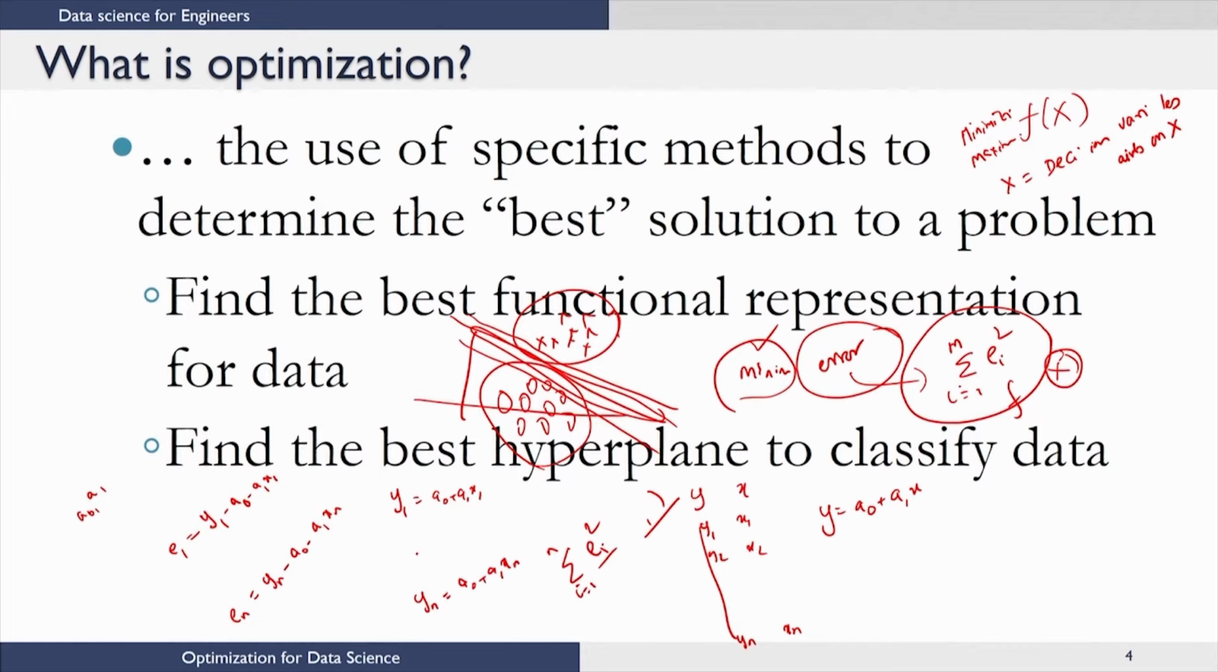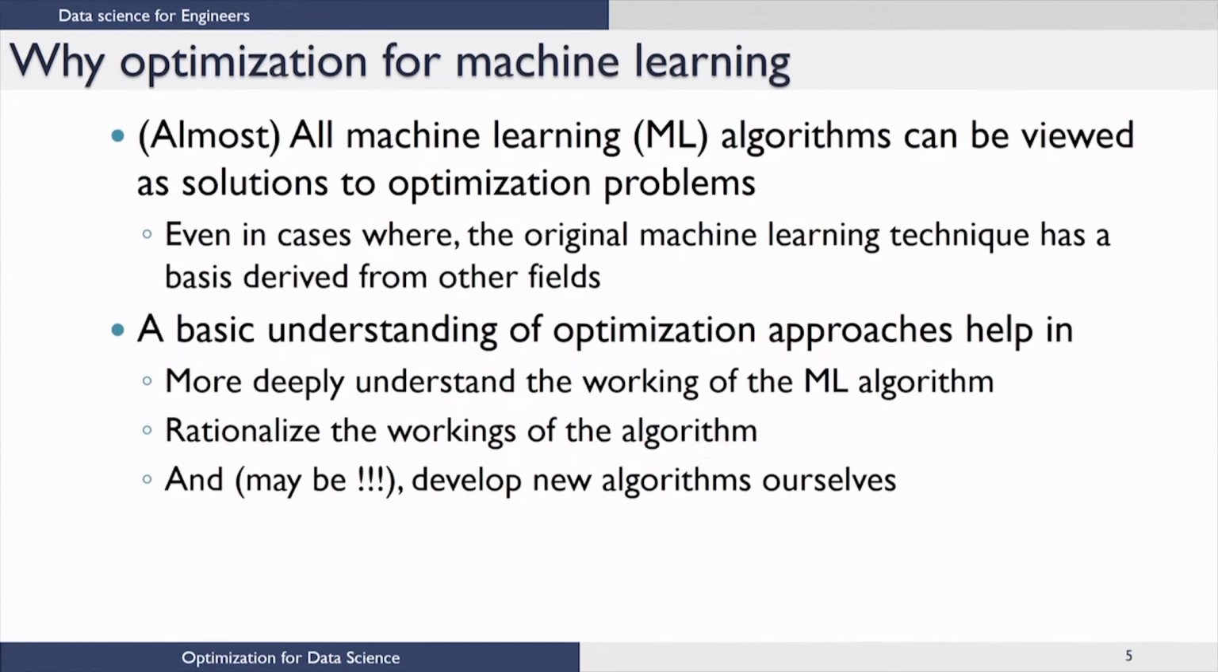So, you see that again this classification problem becomes an optimization problem. So, in summary, we can say that almost all machine learning algorithms can be viewed as solutions to optimization problems. And it is interesting that even in cases where the original machine learning technique has a basis derived from other fields, for example from biology and so on, one could still interpret all of these machine learning algorithms as some solution to an optimization problem.